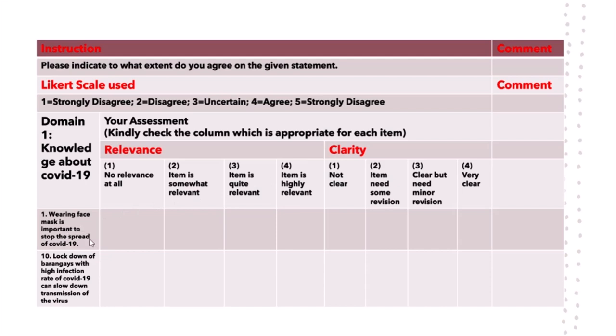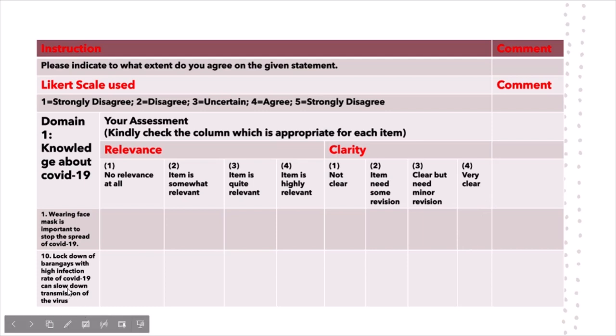For example, item number 1, wearing face mask is important to the spread of COVID-19. So your expert will ask, is this item relevant to the knowledge about COVID-19? If his judgment is the item is highly relevant, your expert will check this column. In terms of clarity, the clarity of the sentence. So is the sentence very clear? So if your expert says that it is very clear, then your expert will check this column.